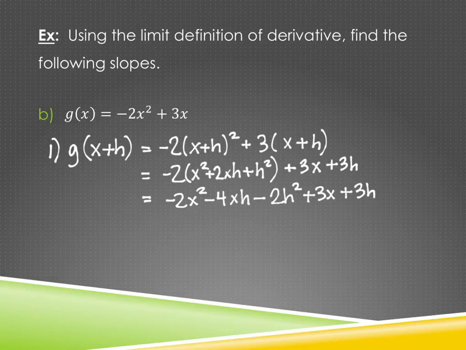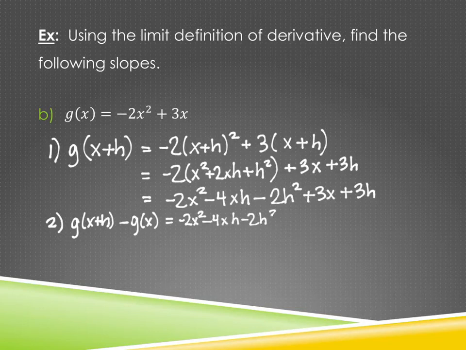Okay, step 2 then is to take that same expression we just got and subtract off the original g of x equation. So that's negative 2x squared minus 4xh minus 2h squared plus 3x plus 3h. And I'm supposed to subtract off everything from the original g of x equation, which was negative 2x squared plus 3x. That's the original g of x equation. That's why it shows up there at the end after the subtraction sign.